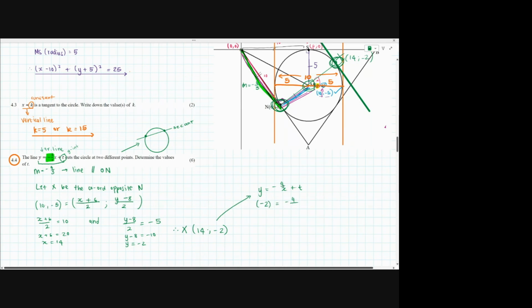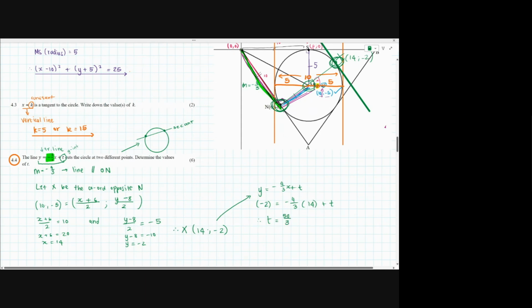So -2 equals... I don't know what on earth that is. This is not a hyperbola. So let's fix that situation. y = -4/3 x + t. There we go. So -2 equals -4/3 times 14 plus t. And I can now solve for t. And we get t is equal to, it's not a very nice number, unfortunately, 50/3.